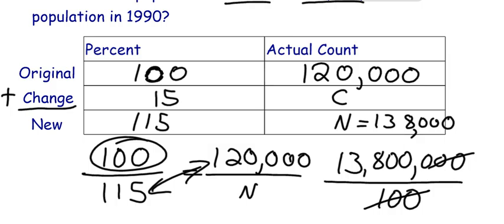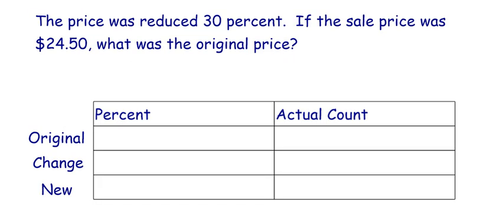Right? Now, if it asked, we could actually go and figure out what that change was, and we could solve for C just by subtracting our new from our original to be able to do that. All right, that was an example of an increase. Let's look at an example of a decrease.